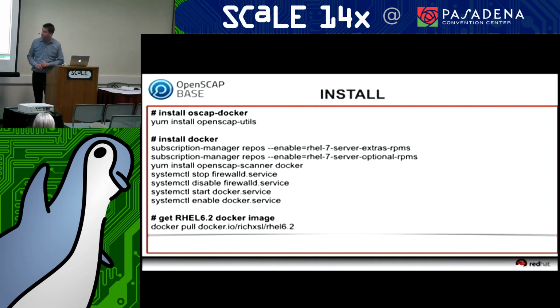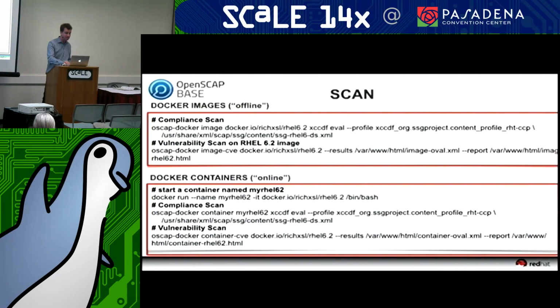The first thing you want to do is install what's called the OSCAP Docker utility. So these are all examples on CentOS or Red Hat Enterprise Linux. So I did a yum install. I do install Docker here. And what I'm going to do is fire up a Docker image as well, RHEL 6.2. So I'm running 6.2 on a RHEL 7 host. And I can do offline and online.